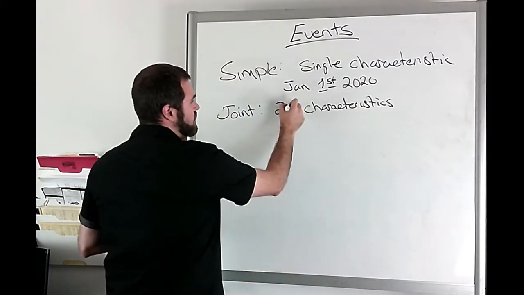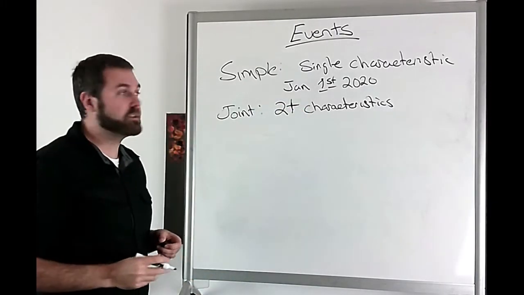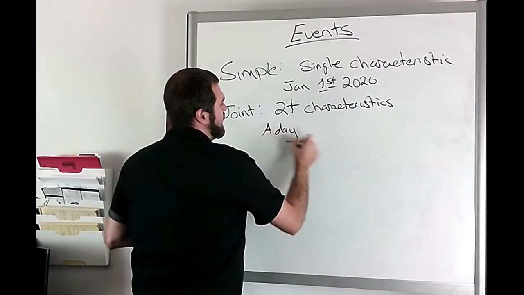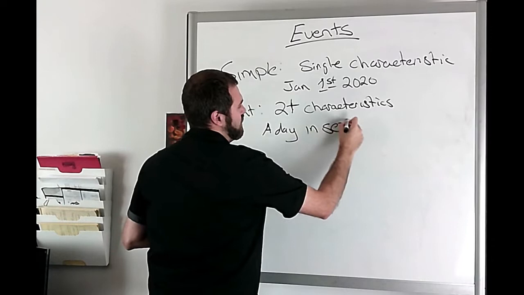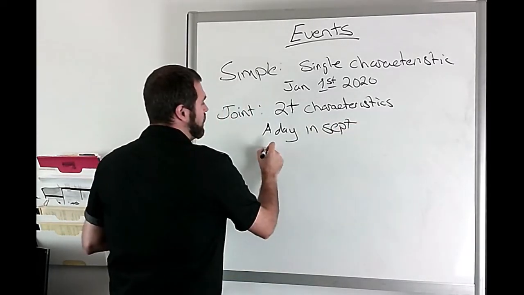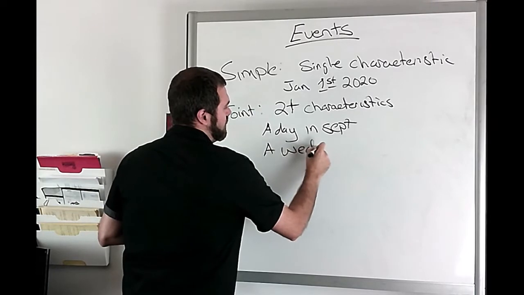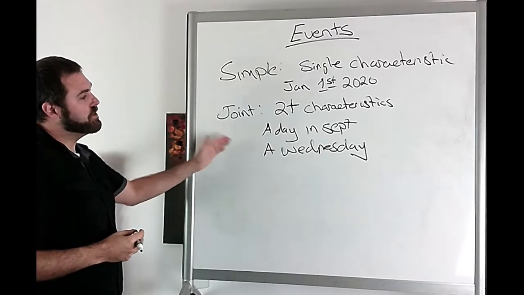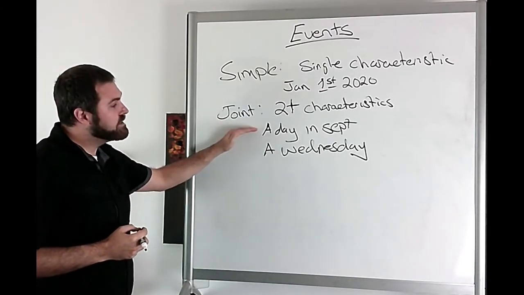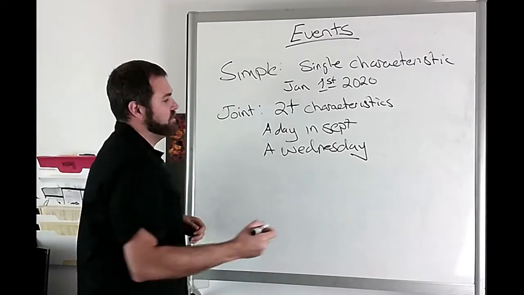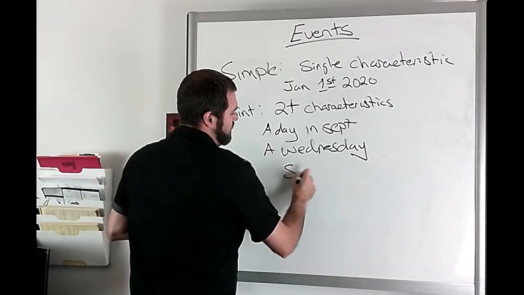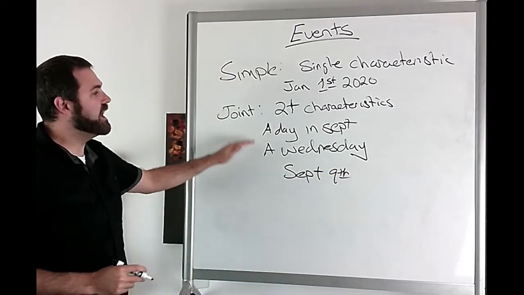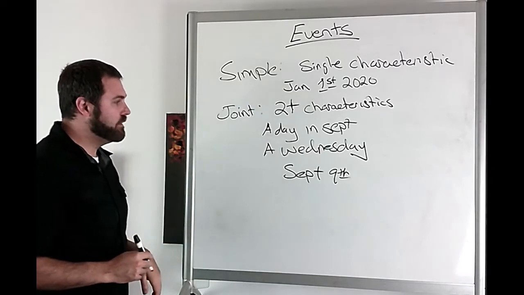So you're saying two plus characteristics. So this could be seen as a day in September that is also a Wednesday. So in a joint event, you have two different characteristics: a day in September and a day that is Wednesday. So this could be September 9th, which is a Wednesday and a day in September for this year.